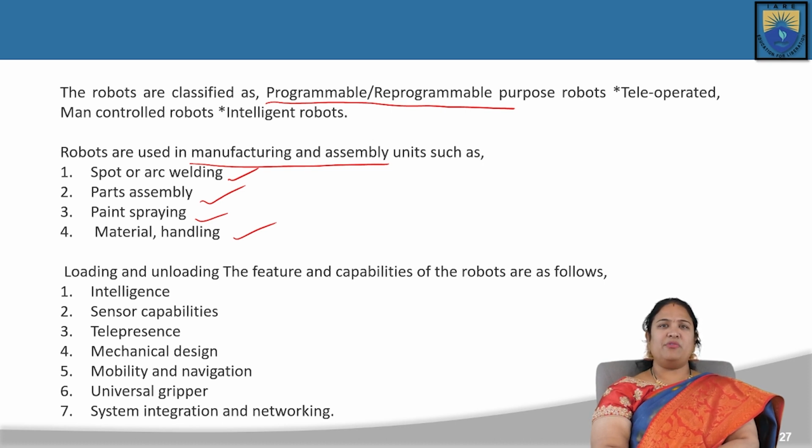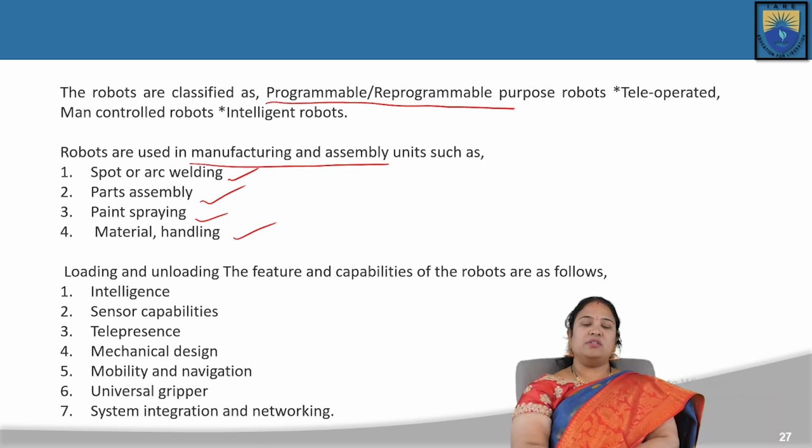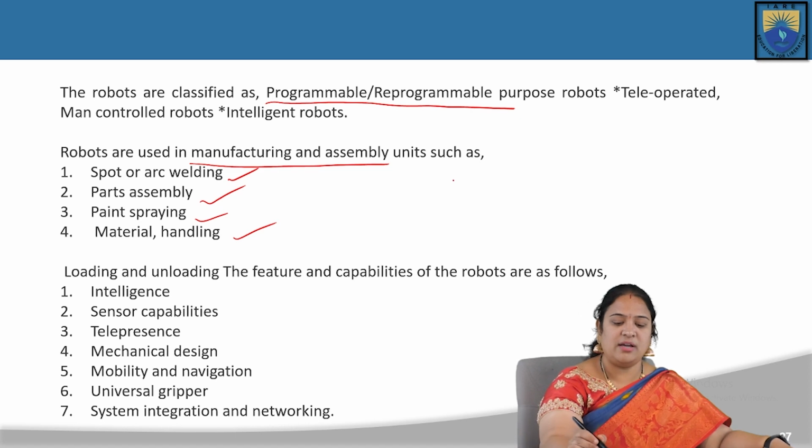So this particular type of robot can be used in manufacturing and assembly units such as in spot welding. It can be used for placing the parts to assemble at different locations. It can be used for painting of the machines or aircrafts or any other equipment. It can be used for material handling, picking and placing the particular products from one place to the other without consuming much of the time. So this is one of the advantages of robots in manufacturing and assembly.